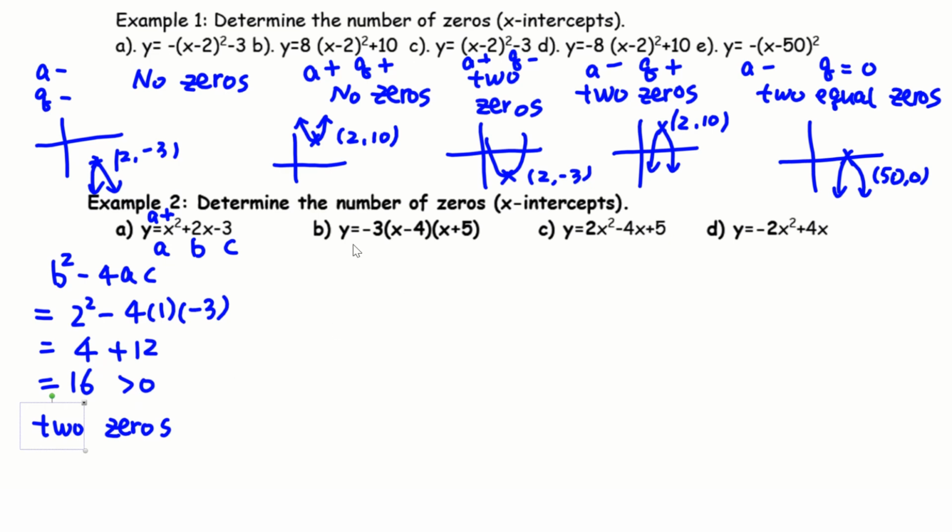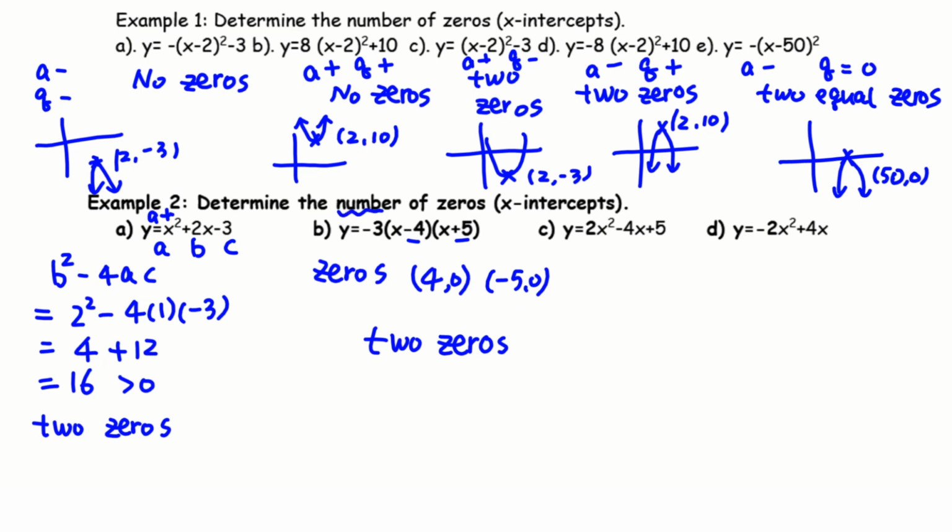This is positive. So this one is factored form. We know the zeros right away. So the zeros are 4, 0 and negative 5, 0. Then if you can find the zeros, you are able to tell you have two zeros. This question didn't ask you where the zeros are, it just asks you the number of zeros. So the answer will be 0, 1, or 2 zeros.